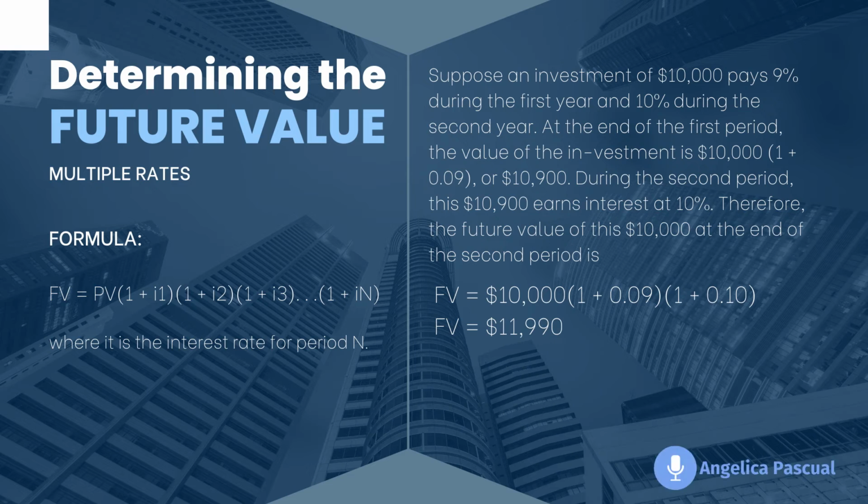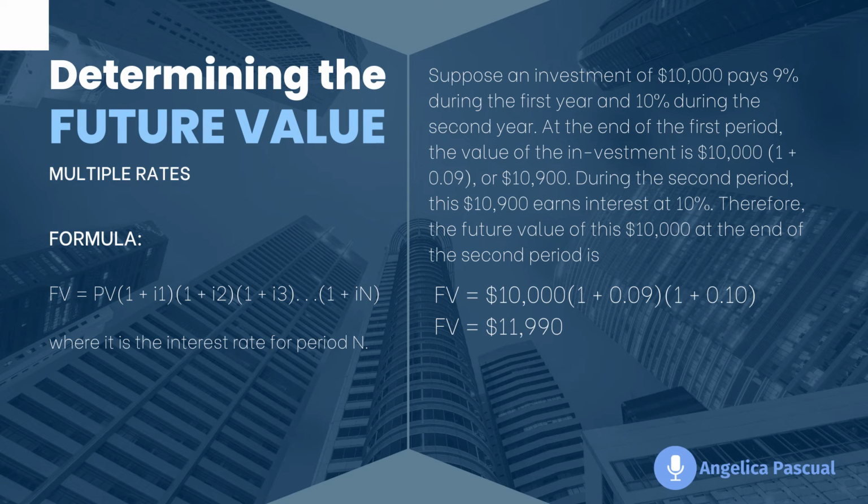Multiple rates. In our previous discussion, we assumed that the investment would earn the same periodic interest rate. We can modify the calculation of a future value to account for different interest rates or growth rates over time. Example: suppose an investment of $10,000 pays 9% during the first year and 10% during the second year. At the end of the first period, the value of the investment is $10,000 times (1 plus 0.09), or $10,900. During the second period, this $10,900 earned interest at 10%.